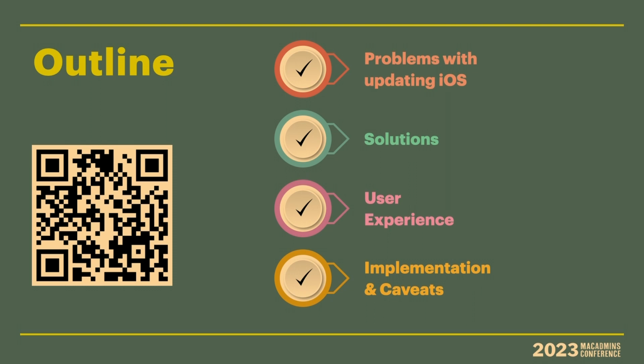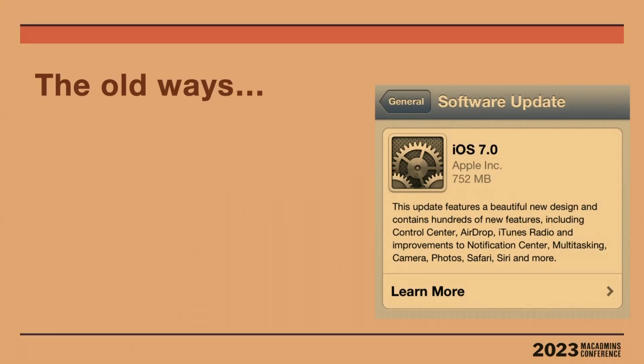But this is our outline. We're going to go over some problems that we had updating iOS in our environment. We're going to go over some solutions, the user experience with conditional launch, and then we'll go through a live demo of implementing and creating a policy, and some caveats. So, any questions so far? Awesome. So, the old ways.